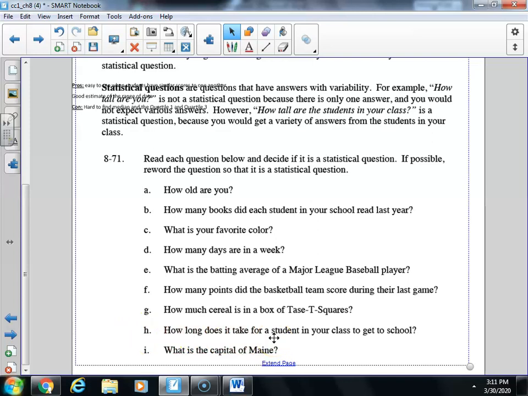And then letter I, what does the capital mean? No, this is also not statistical because there's only one answer to the capital mean. Think to yourself, what is the capital mean?